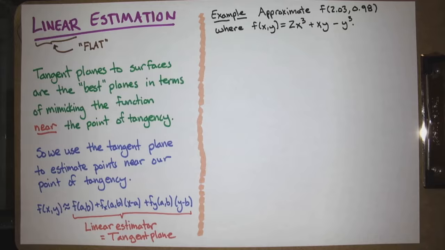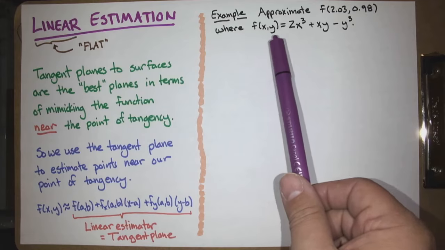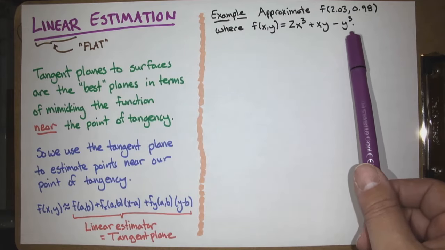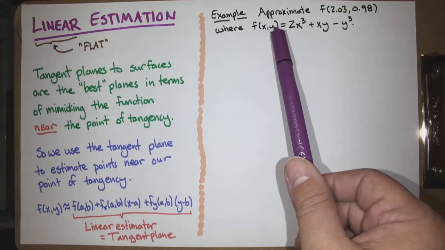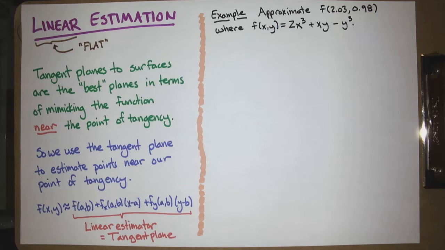Well, we've already mentioned our linear estimator is the tangent plane. So let's try this out. Here we have a function, f of x y is 2x cubed plus xy minus y cubed. And we're asked to approximate f of 2.03, 0.98. Now, I know you're thinking to yourself, do we really need to approximate? Don't we have a calculator? Can we just get an exact number, or at least one with a lot of digits very quickly? Well, okay, with this one, probably yes.